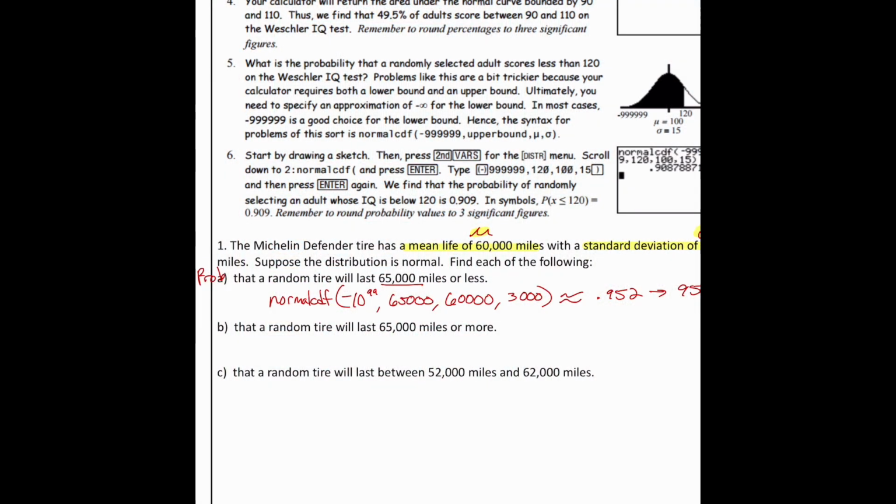So let's figure out what B would be. It's still the same stuff. 60,000 is the mean. 3,000 is the standard deviation. It's always going to be a normal CDF problem. That's all we do. 65,000 miles or more. 65,000 is the minimum. Or more means to infinity, even though your tire's not going to last forever. For these problems, we pretend that it could go to infinity. Positive 10 to the 99th. 60,000 is still the mean, and 3,000 is still the standard deviation.